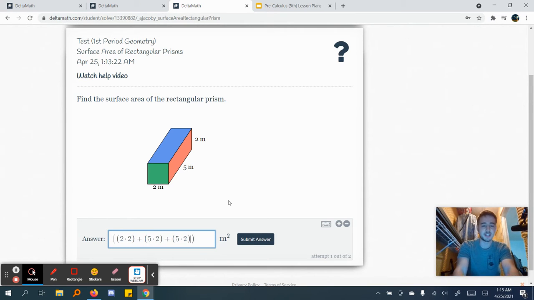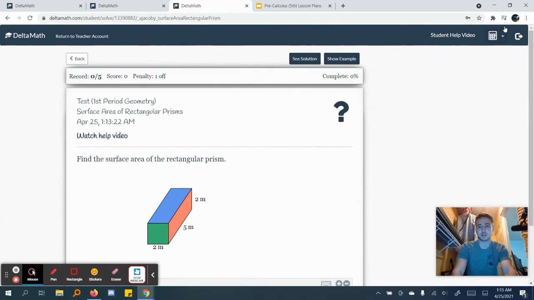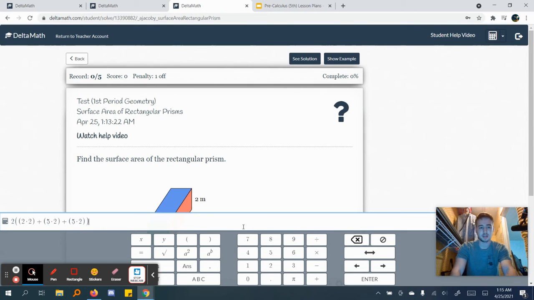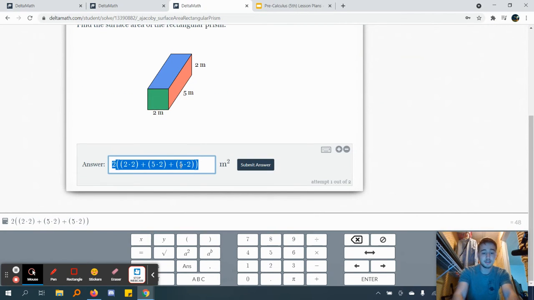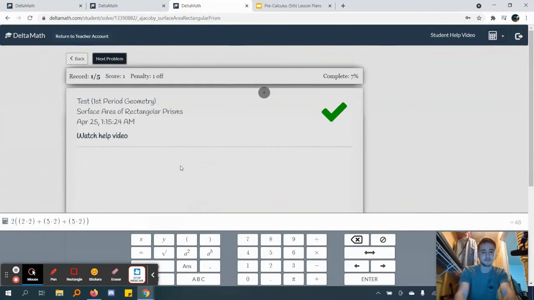Now we're going to have to double this because the prism has a top and a bottom, a front and a back, and a left and a right. And we've only gone ahead and calculated one of each of those, so when we double this, we're going to get the actual total. I'll throw that into a calculator, and our answer is 48. So we're going to say 48 is our surface area. Perfect.